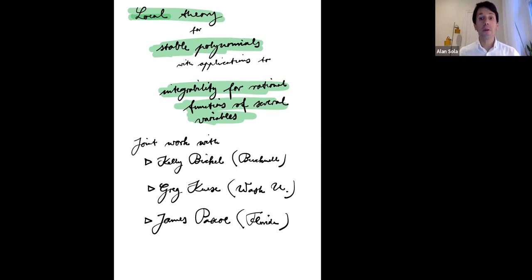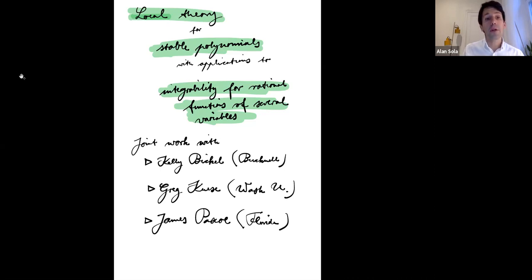So what I'll be talking about today is based on joint work with Kelly Bickle, Greg Neese, and James Pascoe. I'm in the fortunate position of having had some of the things that we'll be talking about today anticipated by Greg in his excellent talk yesterday. So my title is Local Theory for Stable Polynomials with Application to Integrability for Rational Functions of Several Variables.